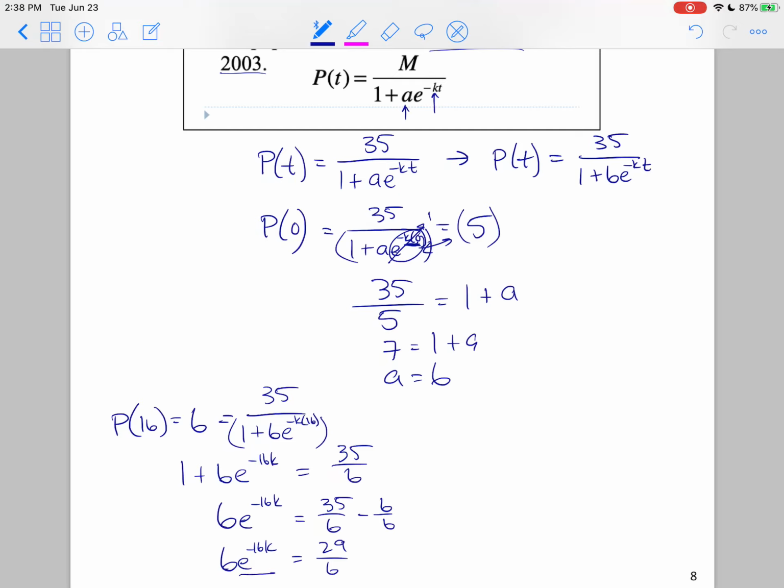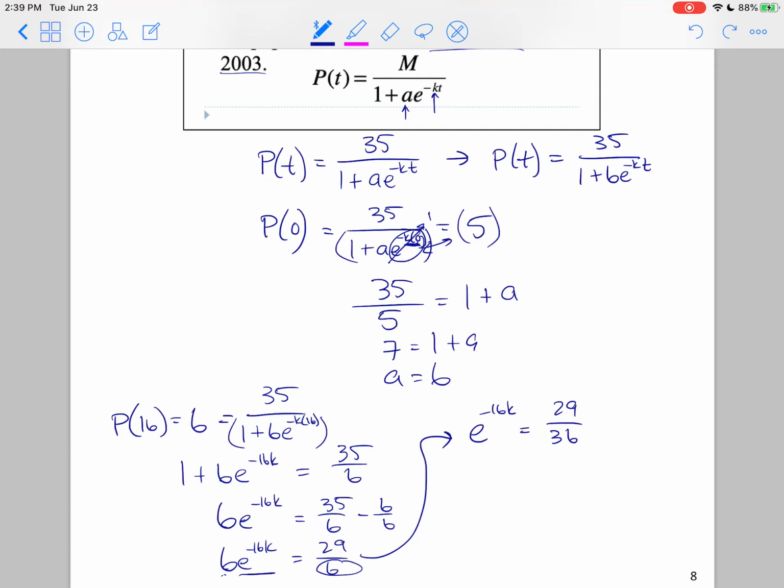But I still want to get this by itself. So I've got to get rid of the 6. So I'm going to divide both sides by 6. So e to the negative 16k is going to be equal to 29 over 36. If I divide by 6, then this 6 gets multiplied by another 6, which gives me 36.